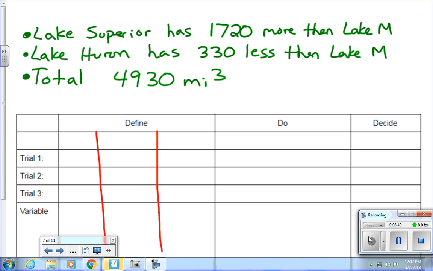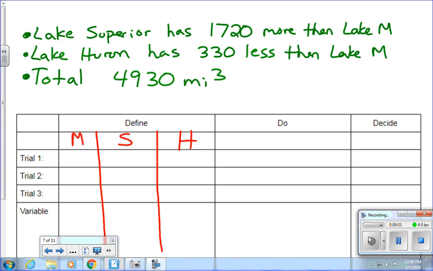Jenna? One would be Lake Superior. Correct. Which one do you think should come first, though, Jenna? Michigan. So Michigan should come first. And then after that, I'm going to put Superior. And then what would the last one be? Huron. So I chose to do Michigan first because it's the one they all rely on.